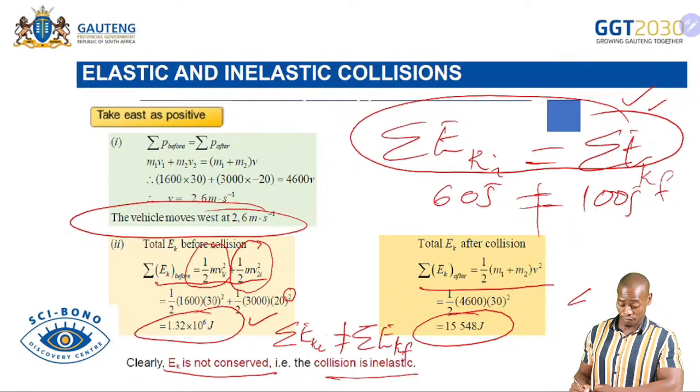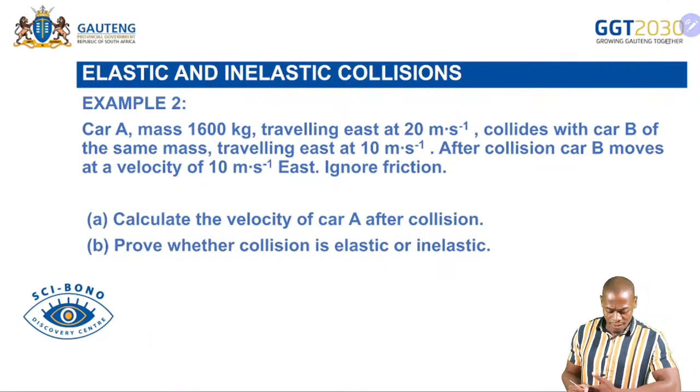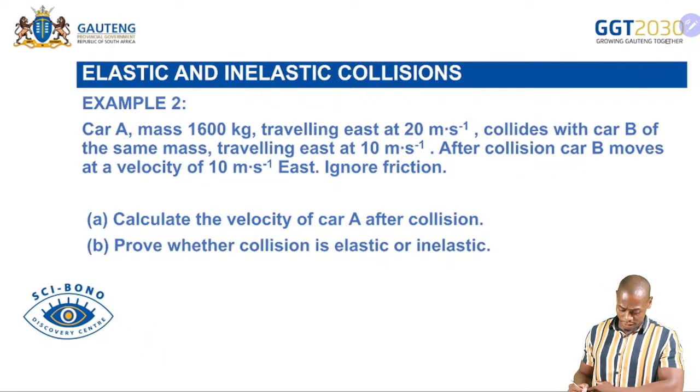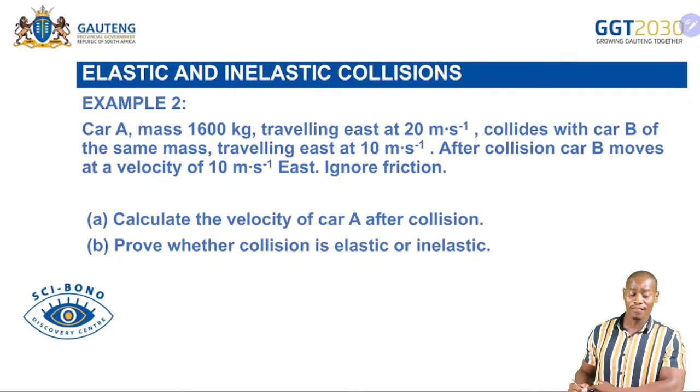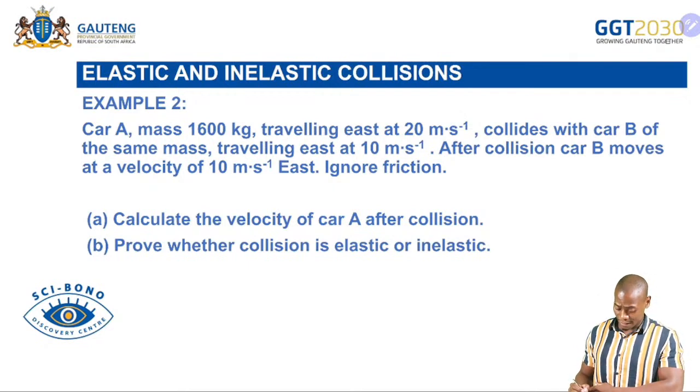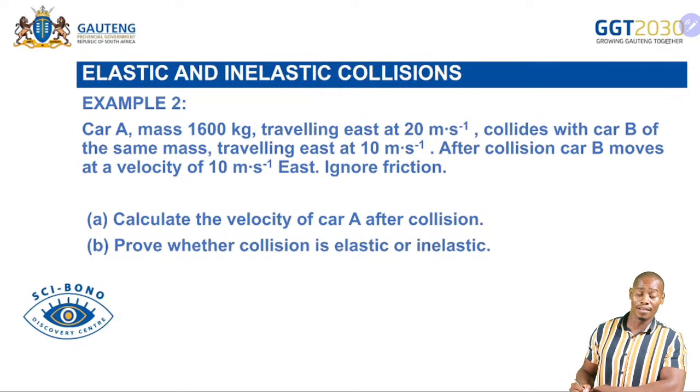So this is how we can prove that, learners. All right, then this one, we have to prove whether the collision is elastic or inelastic. Car A, mass 1,600 kilograms, traveling east at 20 meters per second, collides with car B of the same mass traveling east at 10 meters per second. Then after the collision, car B moves at a velocity of 10 meters per second east. We have to ignore frictional force.